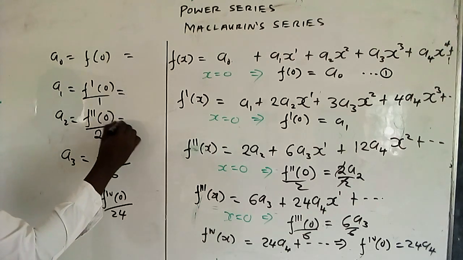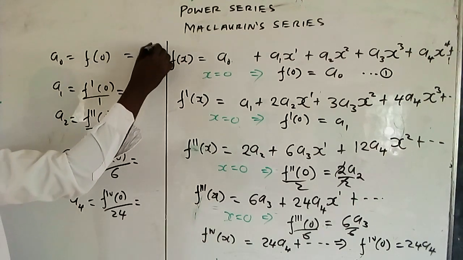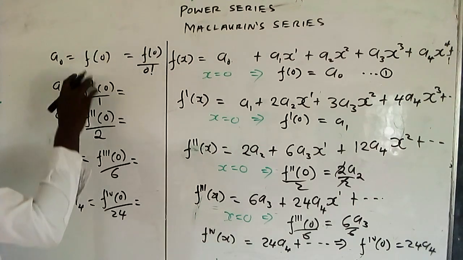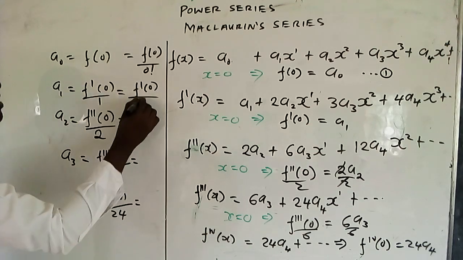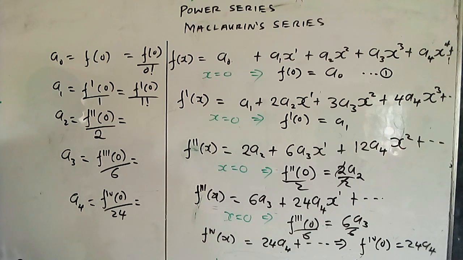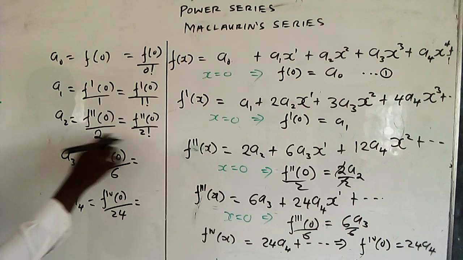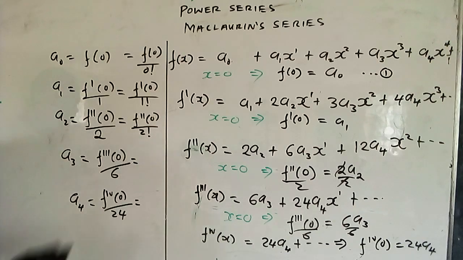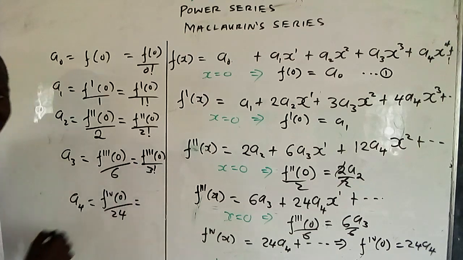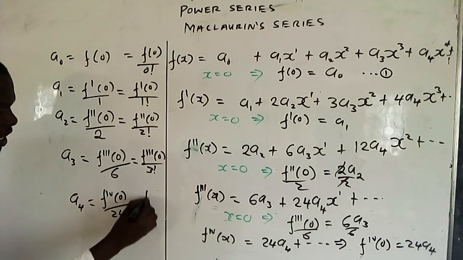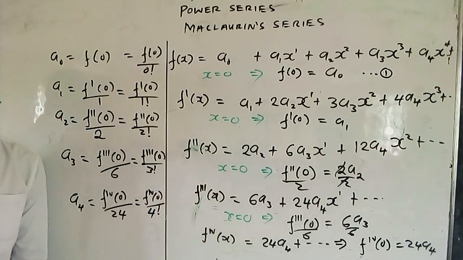Now look at this in simplest form. So a₀ is simply the same as f of 0 over 0 factorial. 0 factorial is 1. So you can see this is f prime of 0 over 1, and 1 is the same as 1 factorial. Are you seeing that? Yes. Then here we have f double prime of 0 over 2 factorial because 2 is the same as 2 factorial. Then here we have f triple prime of 0 over 6, and 6 is the same as 3 factorial. Then you can see f raised to power 4 of 0 over 24, and 24 is the same as 4 factorial.